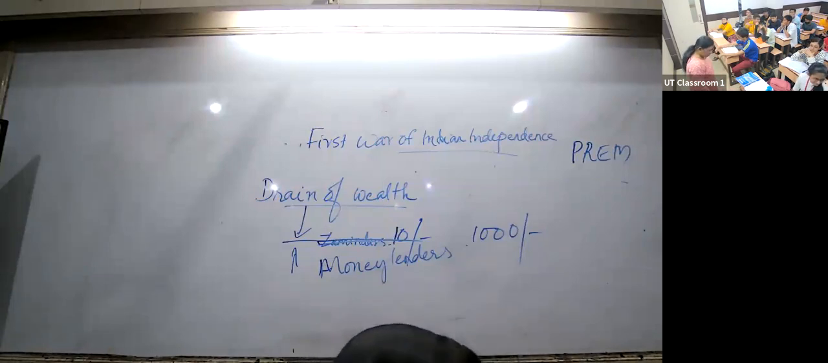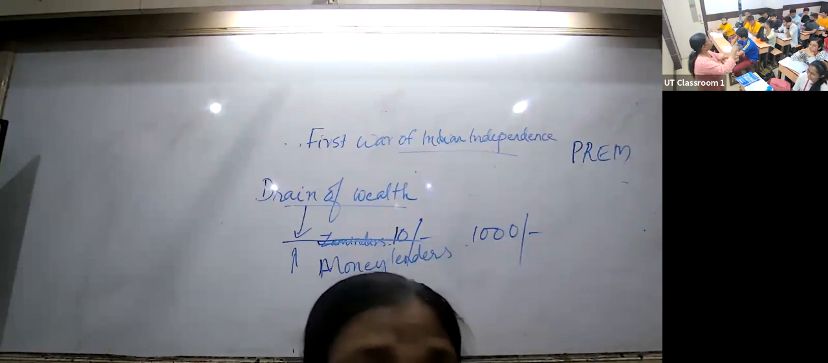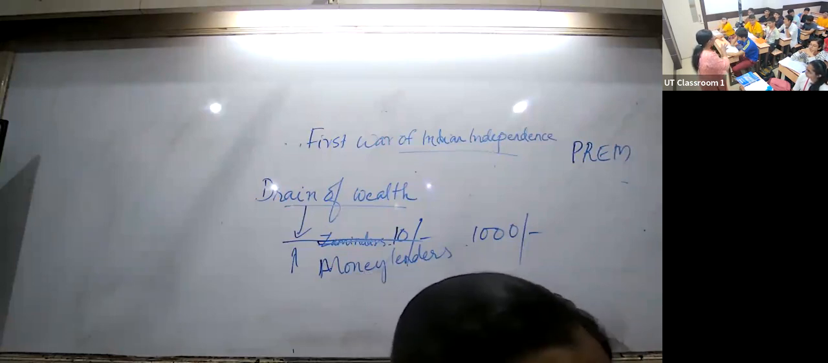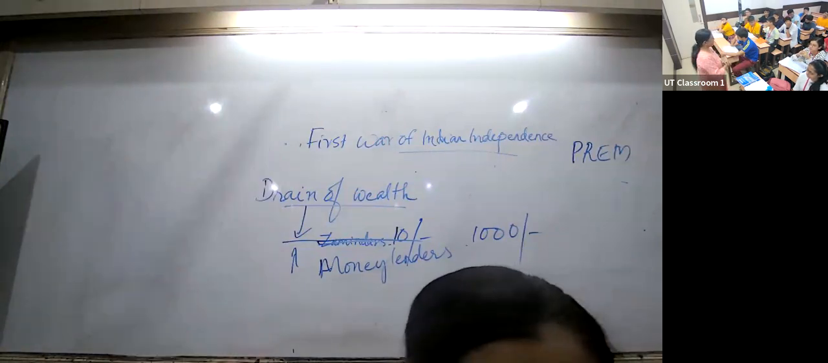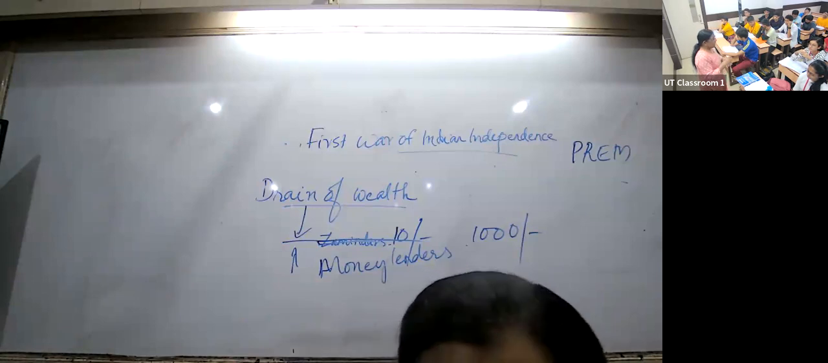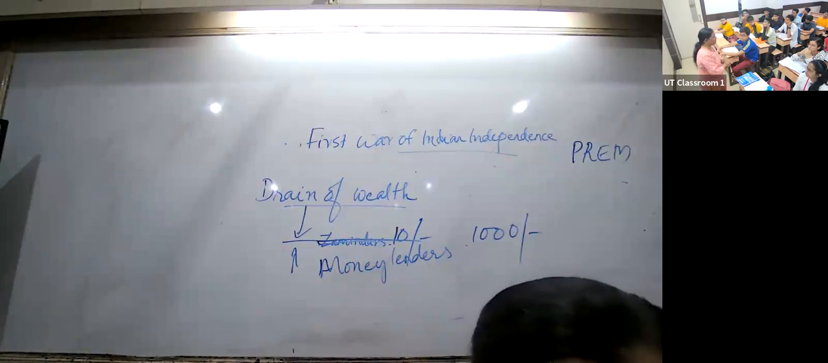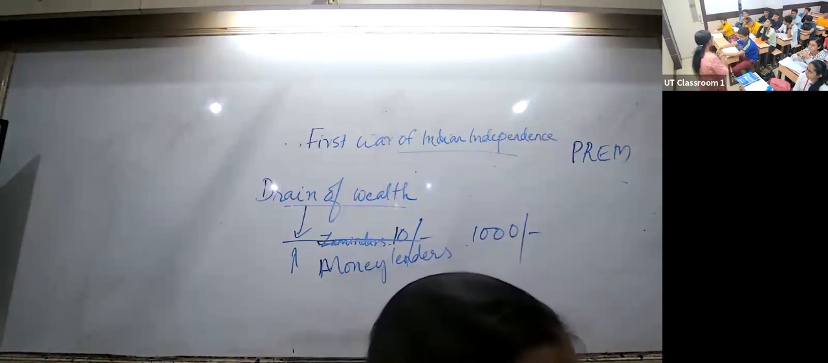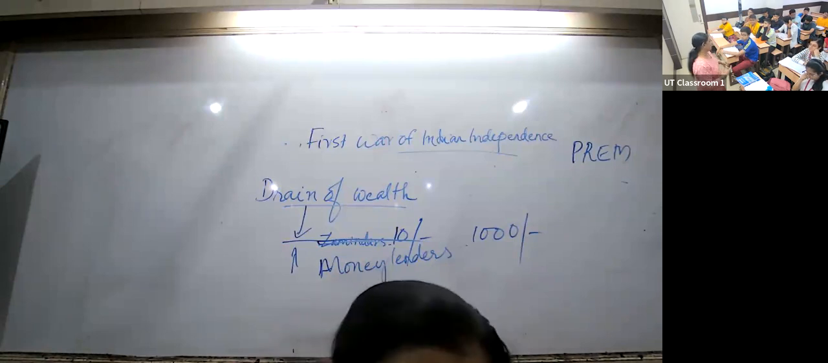Second, bleak prospects of promotions. We think that after working some time in one position, people used to get a promotion. But Indian soldiers, once they started, had to remain in the same position till the end of service. So there was no chance of promotion. Even if they had done very good work, they never got it. So this kind of condition led to revolt.